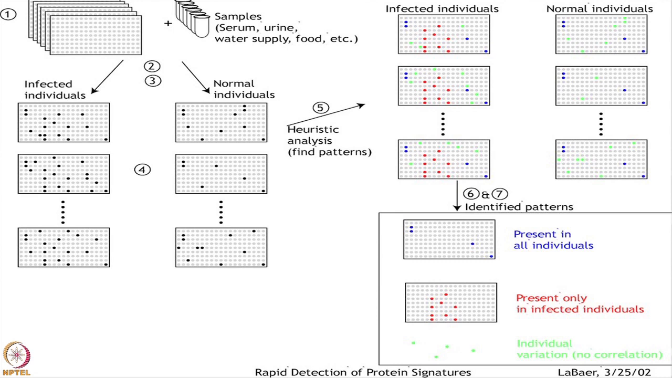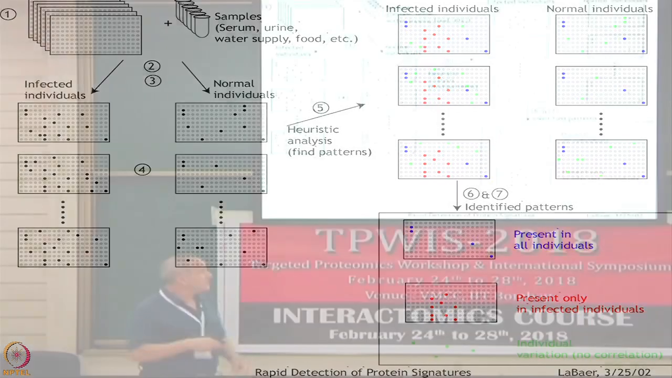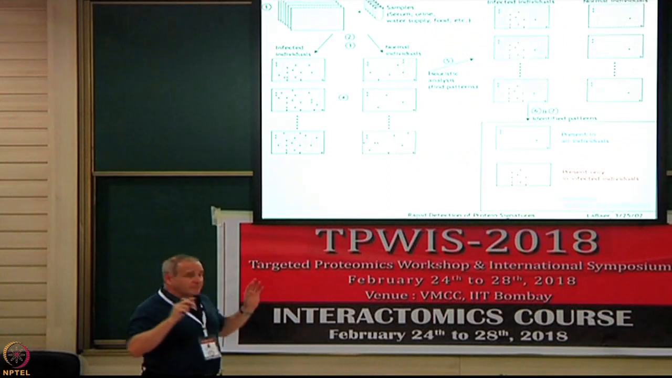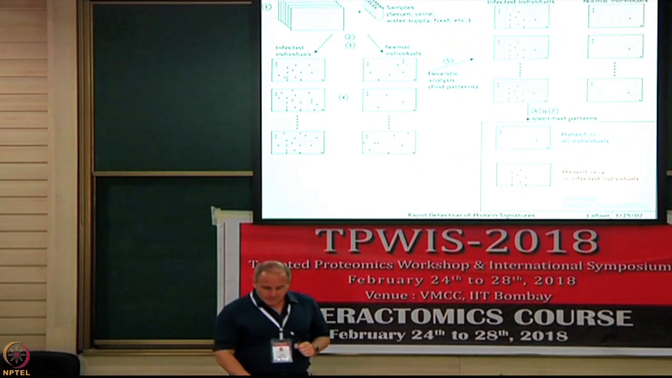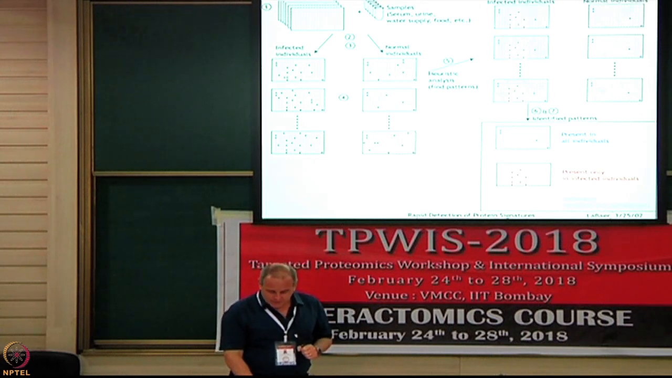And then the idea is you do a variety of informatics processing to compare these to these and look for patterns like this one here that's present in everybody. Look for these guys that occur only in the affected individuals, and then there will be some that are just random variation that occur from person to person. So that's another approach that we're doing.